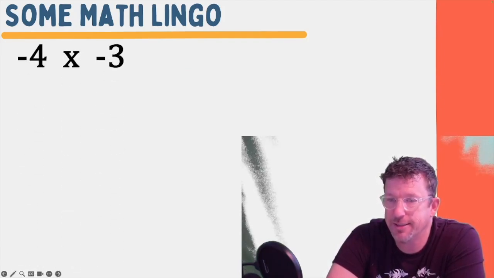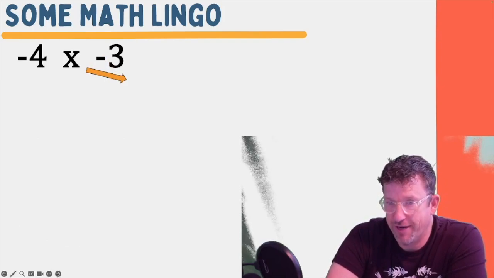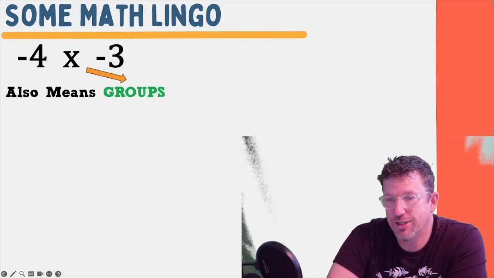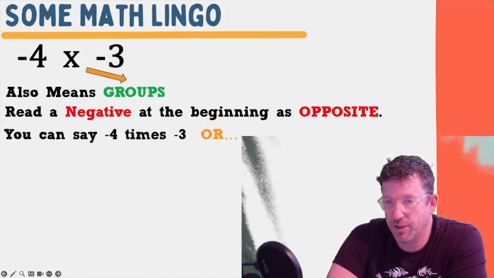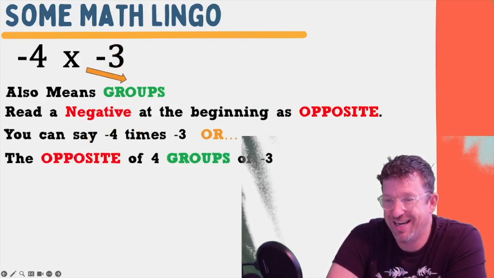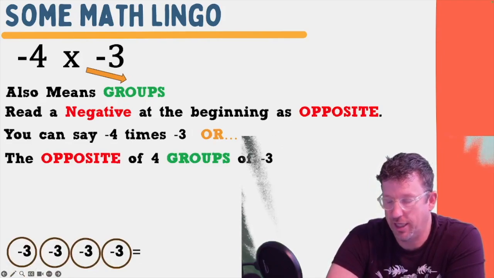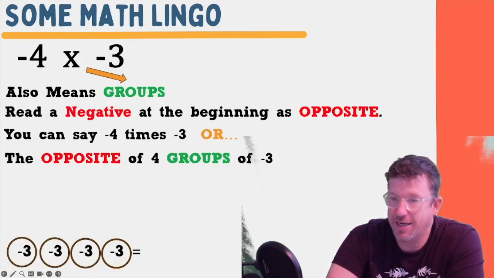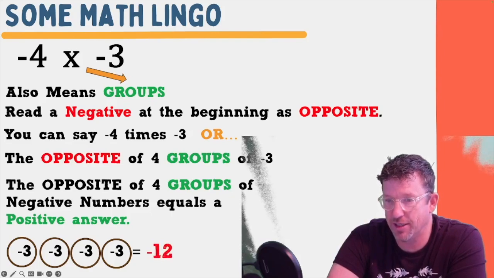There's one more example. Let's see what we got here. All right, so now we have the negative at the beginning in both of our integers. So we have negative 4 and negative 3. So it also means groups. So we can say, when we look at that negative at the beginning, we're going to say opposite, and we're going to say the opposite of 4 groups of negative 3. So what does that mean? I got 4 groups of negative 3. Negative 3, negative 6, negative 9, negative 12. And so when we get the opposite of 4 groups of a negative number, we get a positive number, right? Because we just said this is negative 12, but we want the opposite of that.